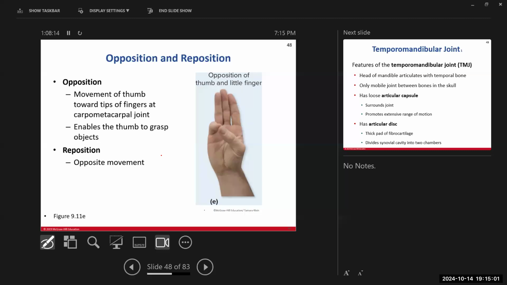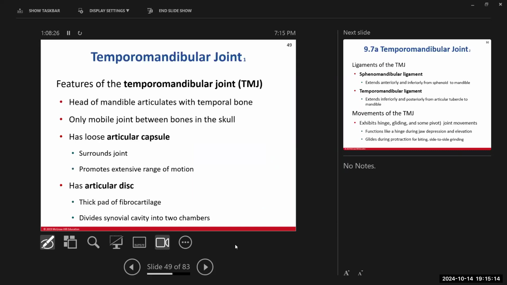Thoughts, questions about anything? Okay. I'm going to just talk about the temporomandibular joint here, and then we'll wrap it up. So has anyone here ever heard of TMJ or ever had TMJ, like a clicking, popping, painful issues with that joint, with their jaw joint?